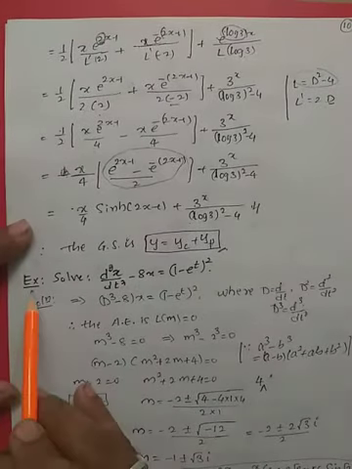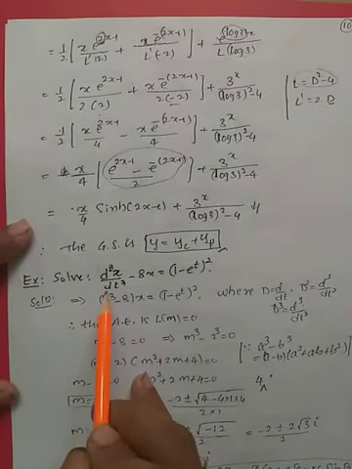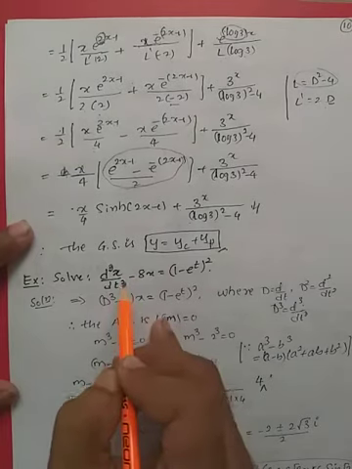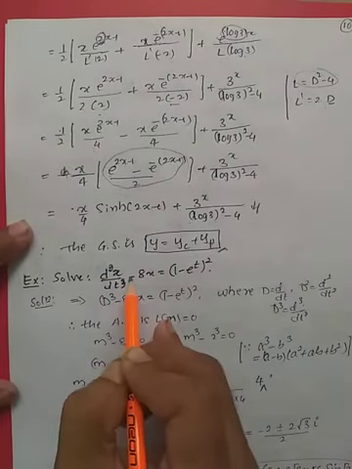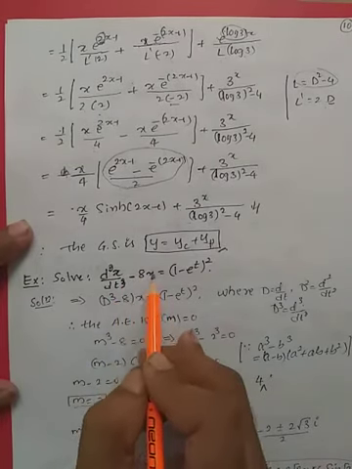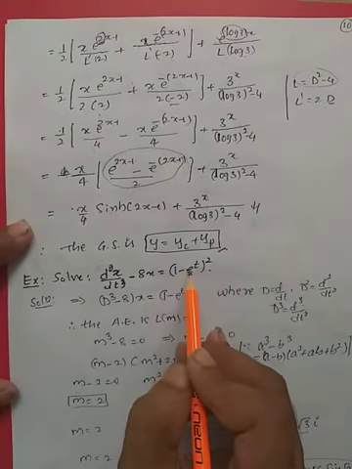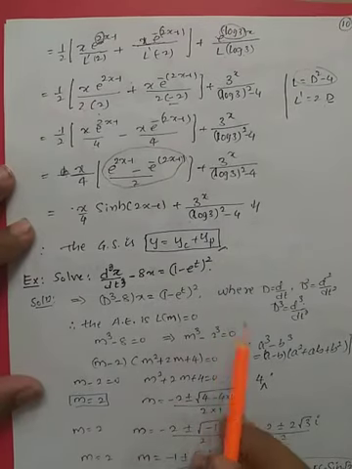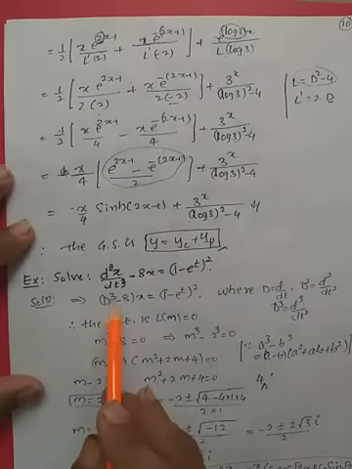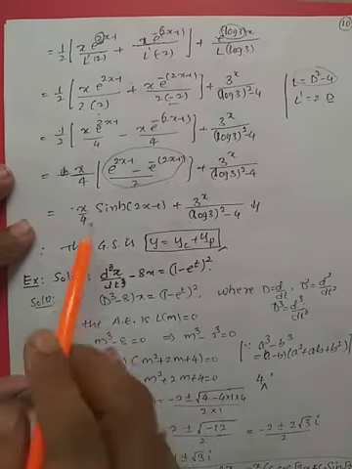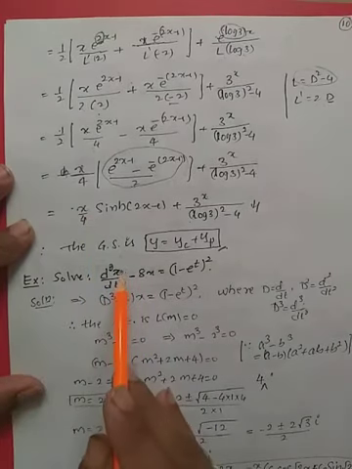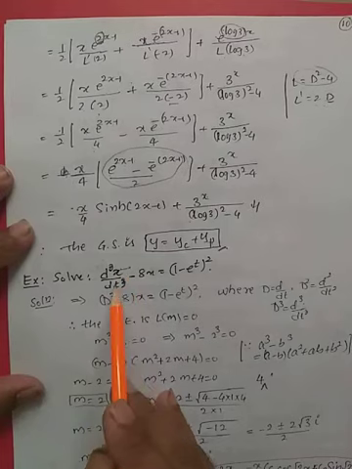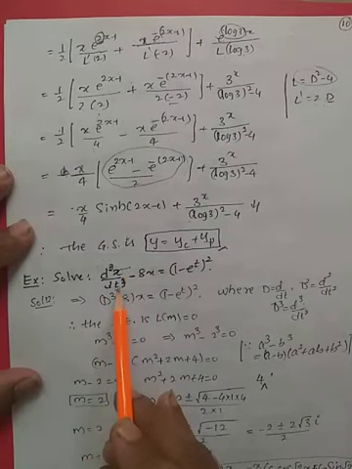Solve d cube x divided by dt cube minus 8x is equal to 1 minus e to the power t whole square. This is non-homogeneous by observation. See here one thing: till now we have solved it for y. Now x is the dependent variable and t is the independent variable, so we have to solve it for x in terms of t.